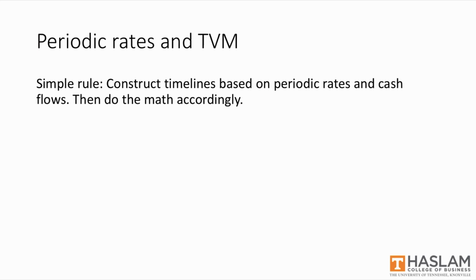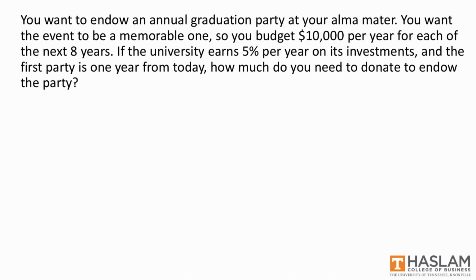So in other words, if we have annual compounding, our timelines need to have annual ticks and an annual interest rate in the calculations. If, for example, we have monthly compounding, our timelines need to have monthly ticks, monthly cash flows, and monthly interest rates in the calculations. To illustrate this, let's go back to the annuity version of the graduation party example we worked in a couple of videos, and we'll modify it for periodic payments and interest. So here's the way the problem was originally stated. You've got $10,000 per year in each of the next 8 years.